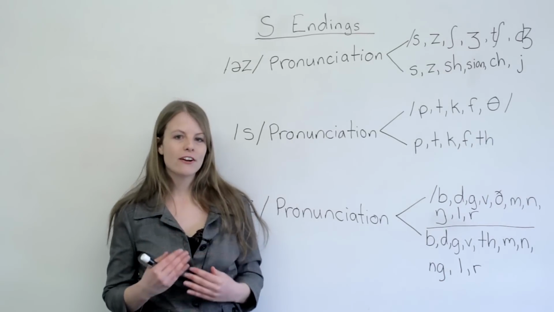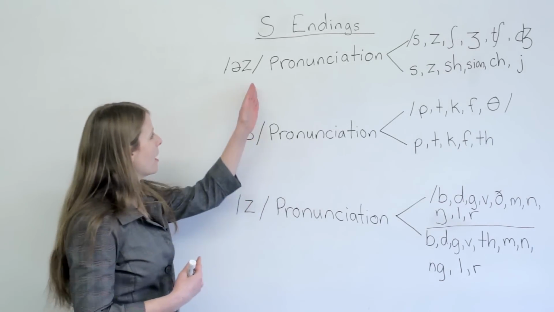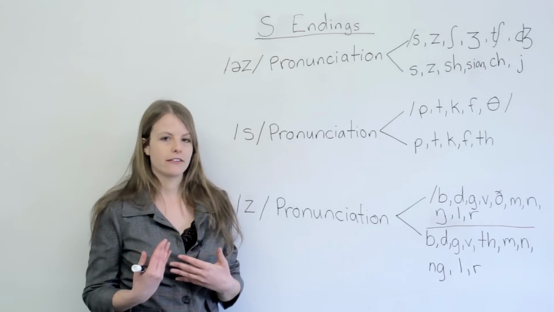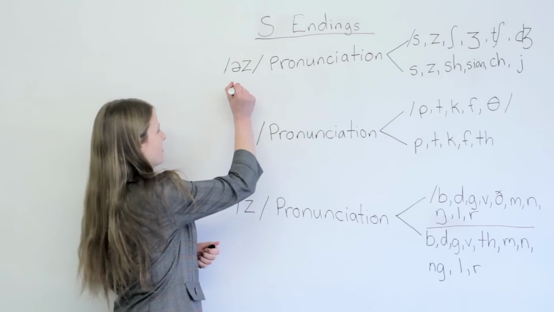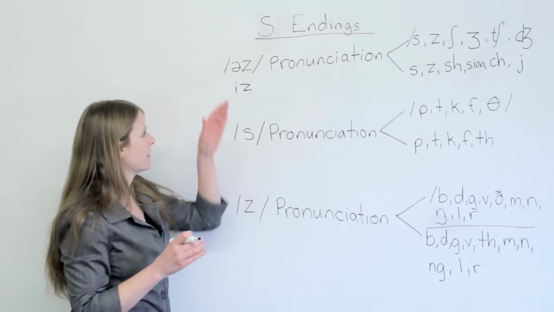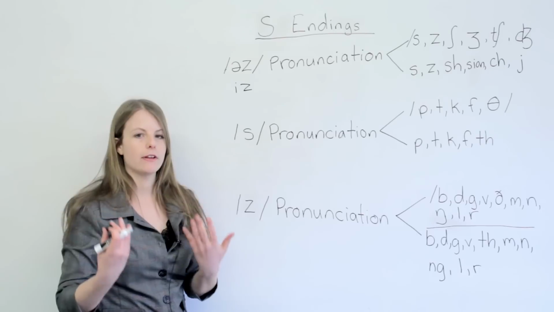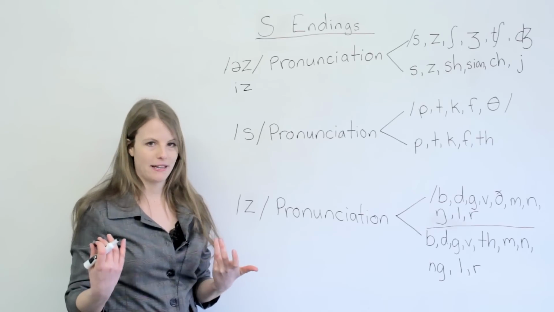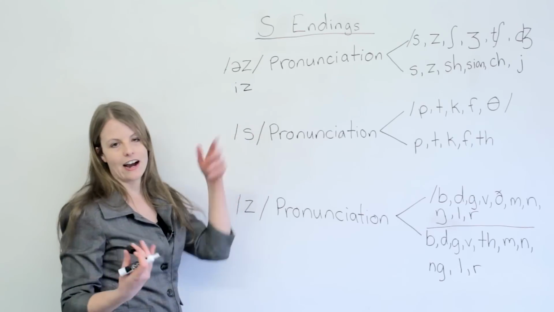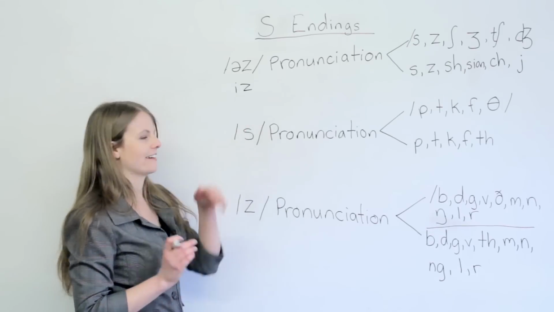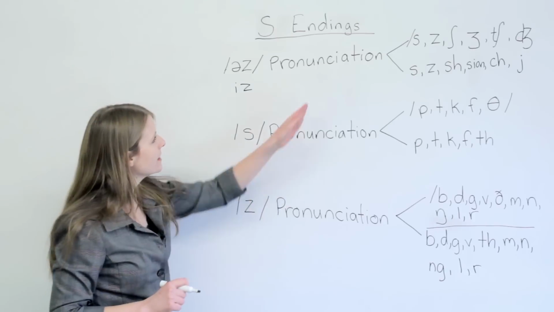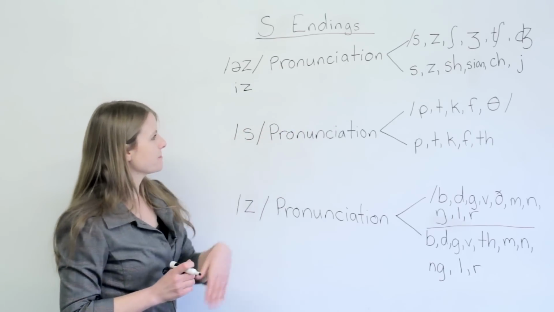Okay, so now we are going to learn the rules of S endings and how to pronounce them. So first we have is. So like I said before, this is the phonetic spelling, so the International Phonetic Alphabet spelling. And this is how it would look if you weren't using the phonetic alphabet. So it's the is sound, as in dishes. So when do we use is?